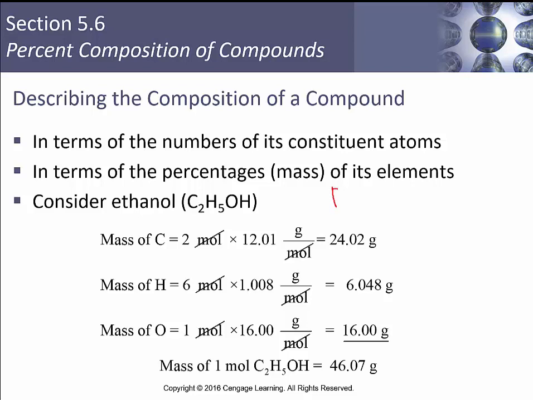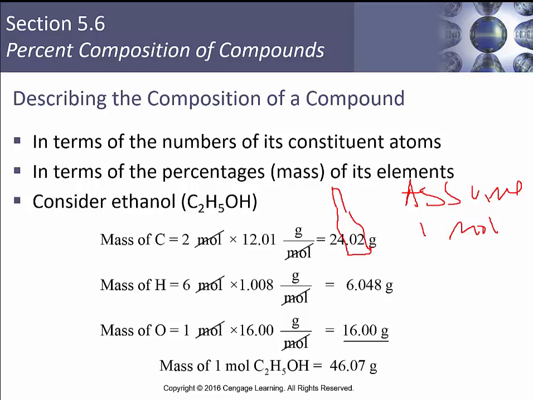C2H5OH, that's the stuff in drinkable alcohol, not to be confused with wood alcohol, which will make you go blind. We've got 2 carbons at 12.01 grams per mole, so we'll have 24.02 grams of carbon in 1 mole of ethanol. So we're going to assume 1 mole, and in that 1 mole, we'll have 24.02 grams of carbon.